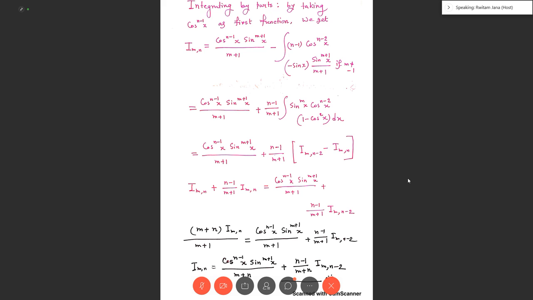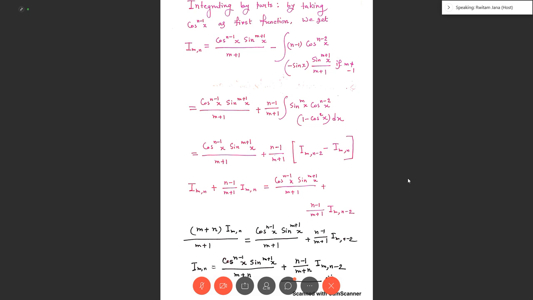And that's why, as there are two parameters m and n, you have to reduce at least one parameter. Here I have considered n greater than 1, and if you want to reduce the n parameter value, then you have to use this formula.